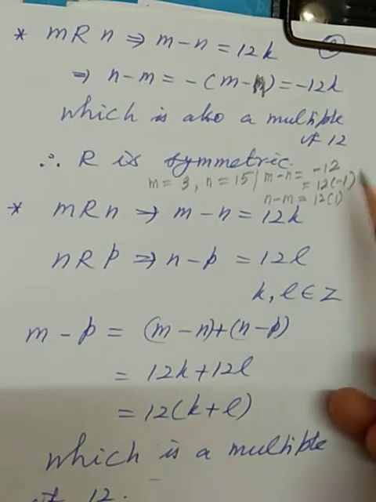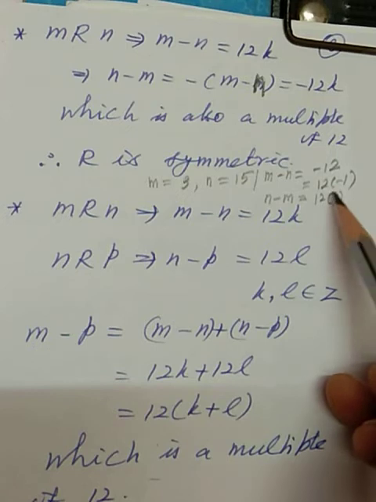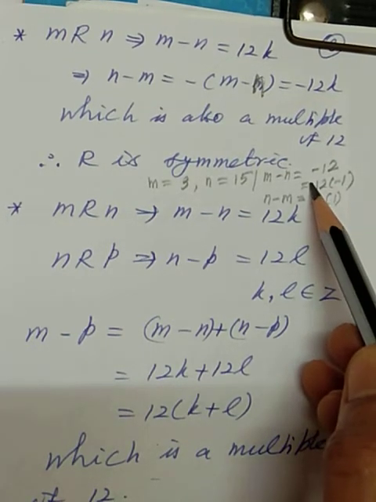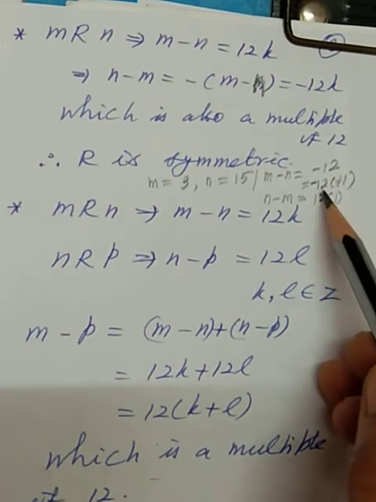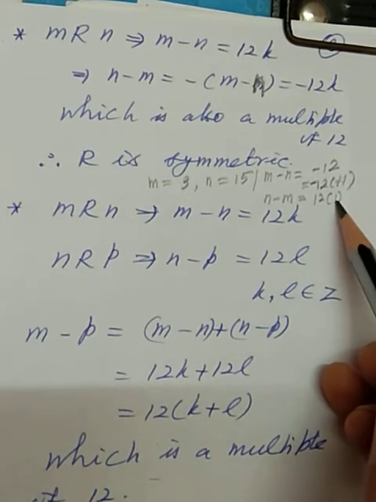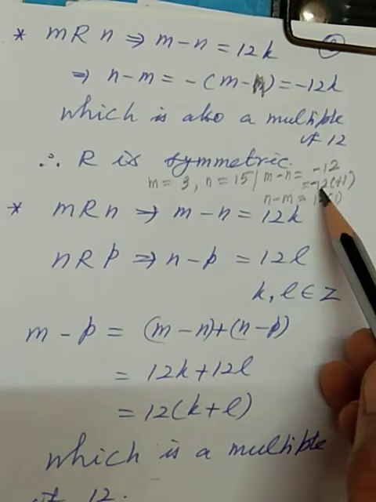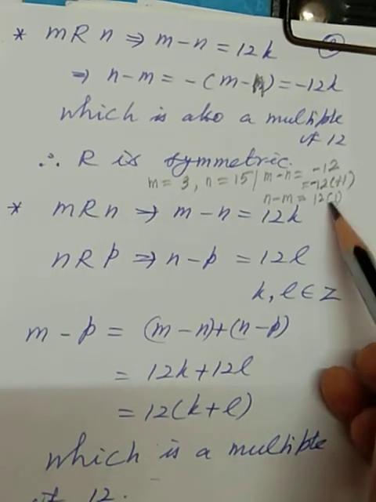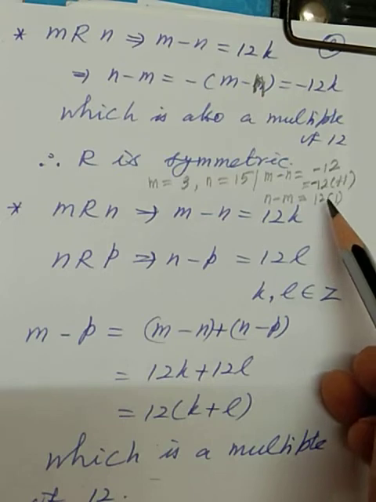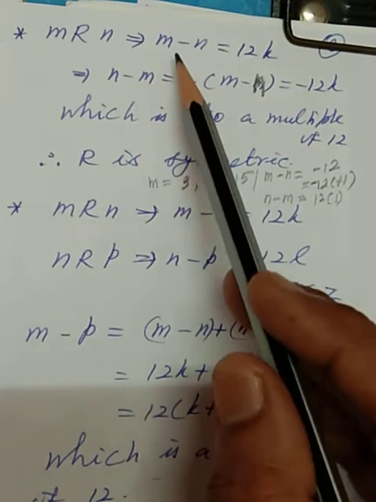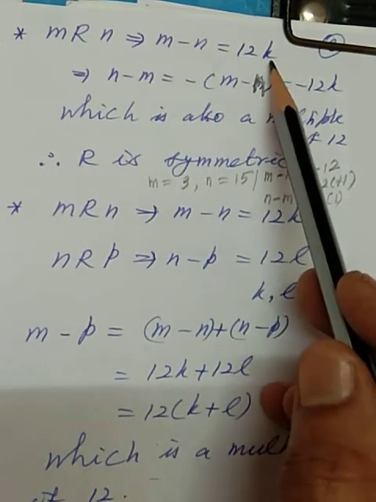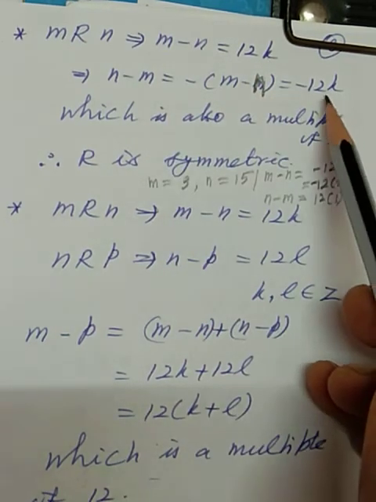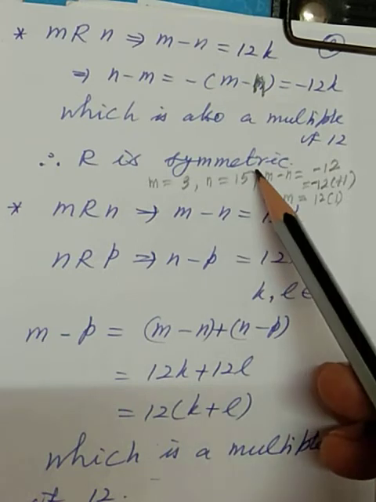Or you write like this: just 12k, here it is minus 12k, just you write minus 12 itself. Minus 12 into 1, 12 into 1. So whatever it may be, minus 12 into 1 or 12 into 1, both are multiples of 12. Therefore, if m minus n is a multiple of 12, then automatically n minus m is also a multiple of 12, and hence it is symmetric.